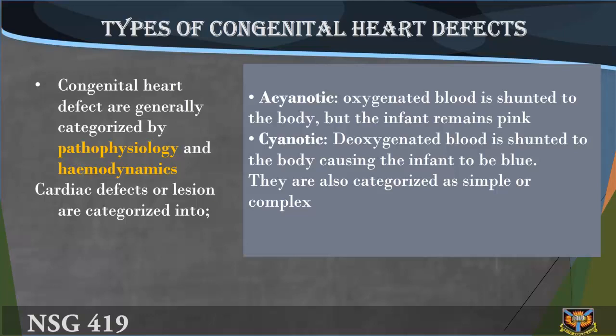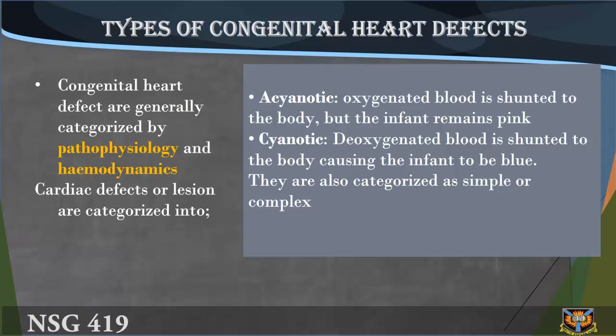Congenital heart defects are generally categorized by pathophysiology and hemodynamics, the pressures generated by blood and the pathways blood take through the heart and pulmonary system. Cardiac defects or lesions are categorized into acyanotic, where oxygenated blood is shunted to the body and the infant remains pink, and cyanotic, where unoxygenated blood is shunted to the body, causing the infant to be blue.